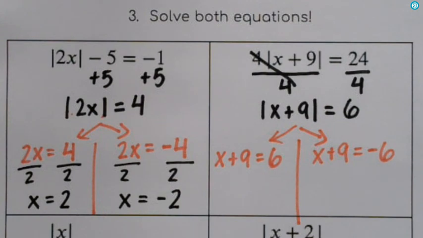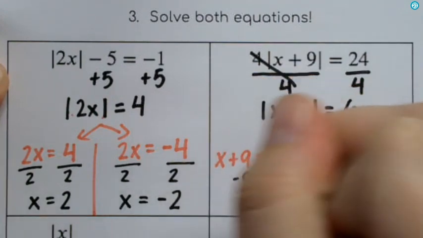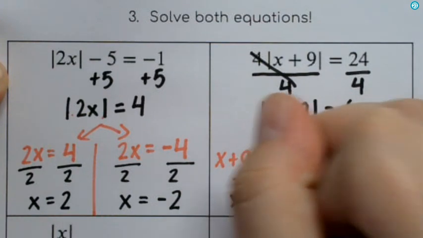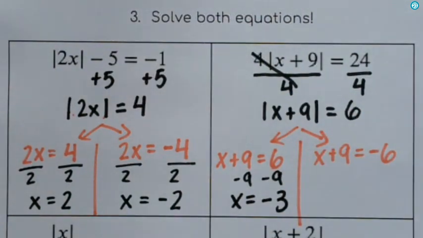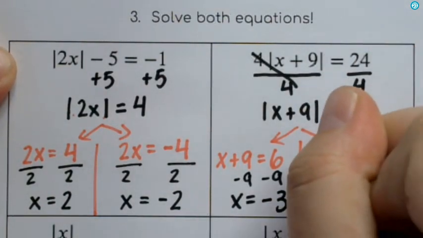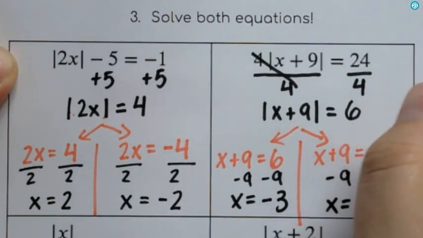Okay, so x plus 9 equals 6. We will subtract 9 from both sides. We'll get x equals 6 minus 9, which is negative 3. And then x plus 9 equals negative 6. We'll subtract 9 from both sides. Negative 6 minus 9 is negative 15.